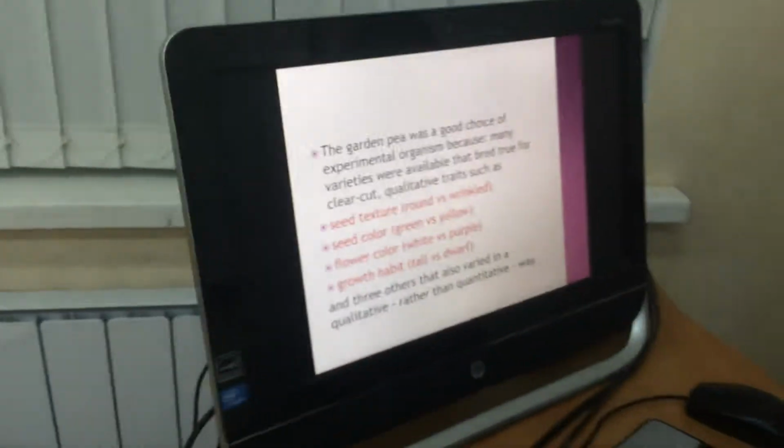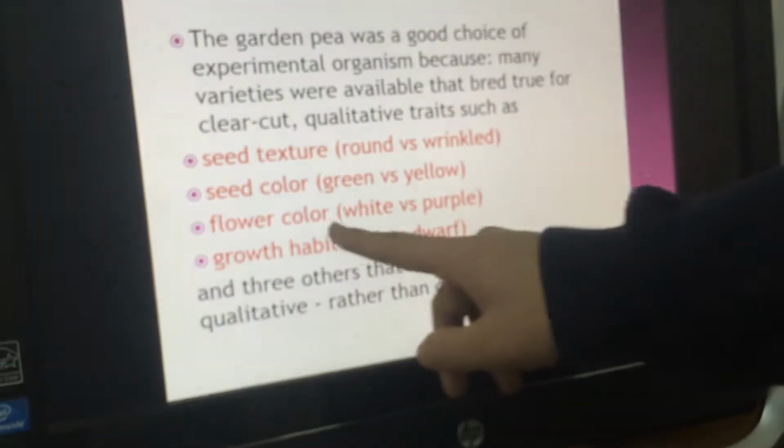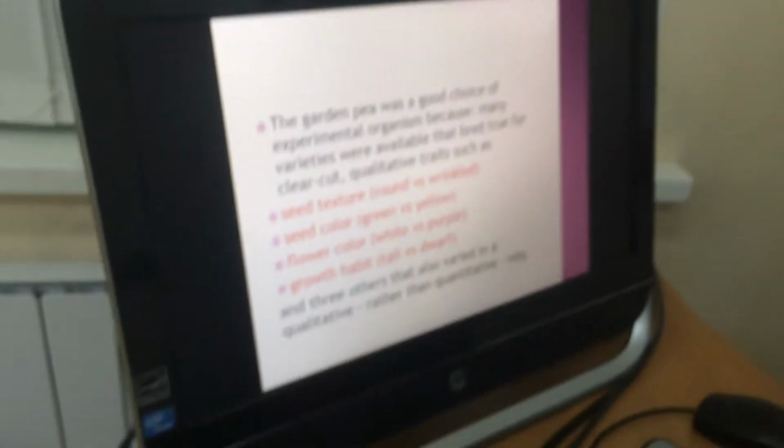Garden peas were a good choice for the experiment, because they have clear traits: seed texture, round and wrinkled; seed color, green and yellow; flower color, white and purple; growth habit, tall and dwarf. And the 3 other traits also varied in a qualitative rather than quantitative way.